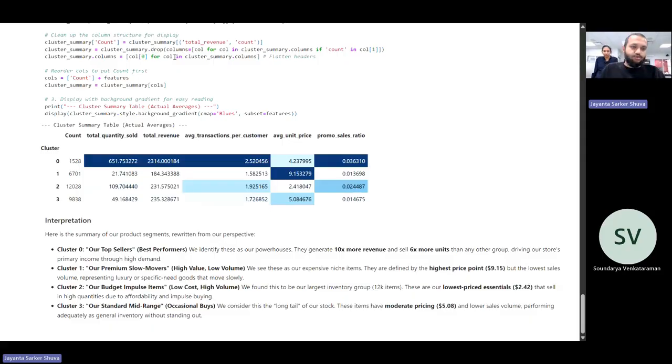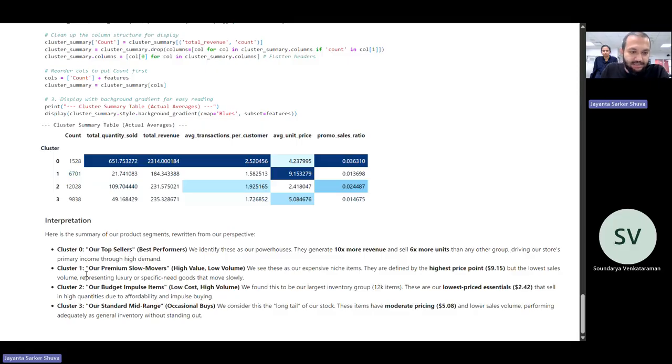So here are the centroids of the clusters and the cluster behavior. If we see cluster 0, these are our top products or top sellers. We can see their revenue is almost 10 times higher and they have sold 6 times more units than the others. So these are our top sellers.